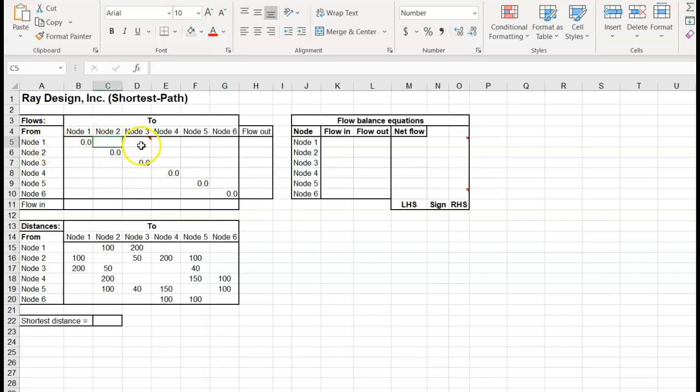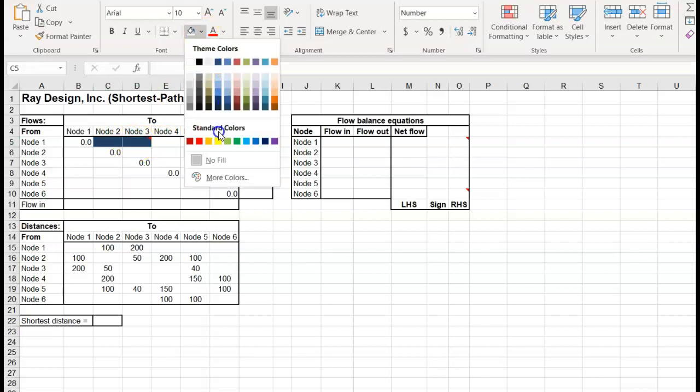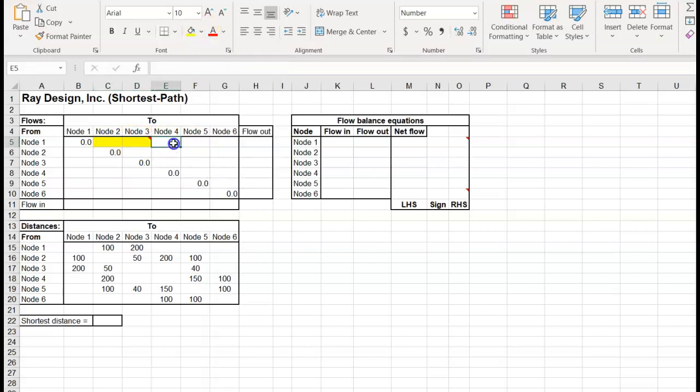Node 1 to 2 and node 1 to 3 are actual roads that exist, so they will be a part of our decision variables, so I'll highlight them in yellow. Whereas for node 4, 5, and 6, there is no road that connects node 1 to any of these 3 nodes. So again, I'll force these to be equal to 0. You can even leave them blank, but just don't highlight them so that you're not confused as to which ones are actual roads and which ones are not.